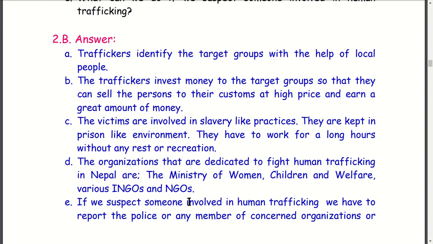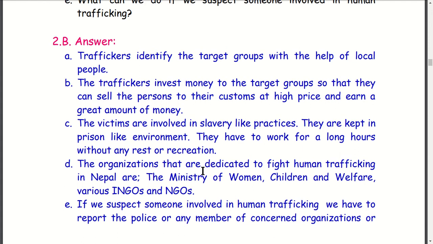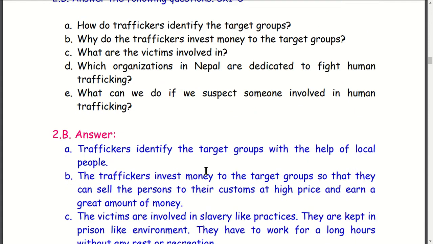Number C. The victims are involved. Let's say question number C: what are the victims involved in? Victims means the affected people. What are they involved in?